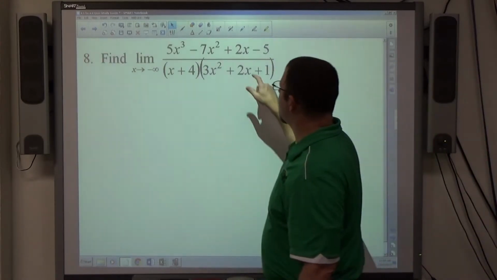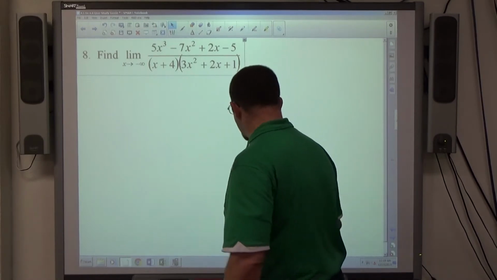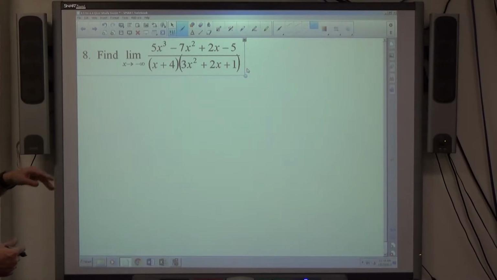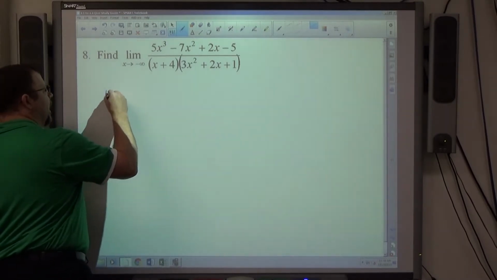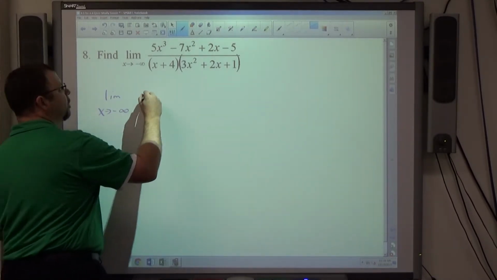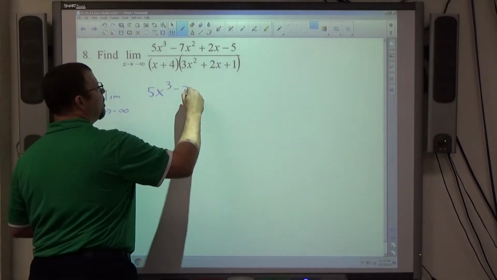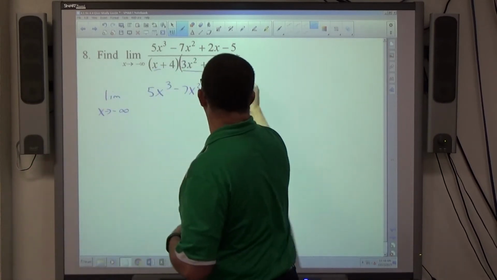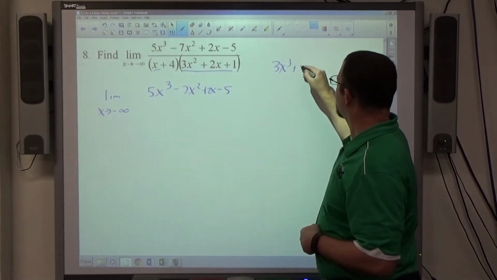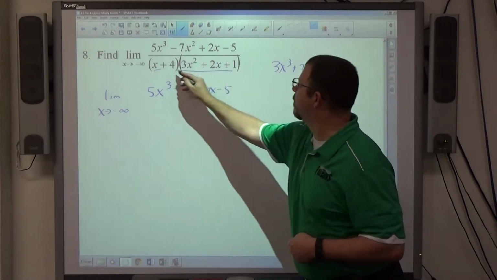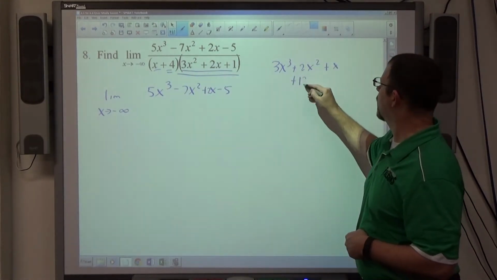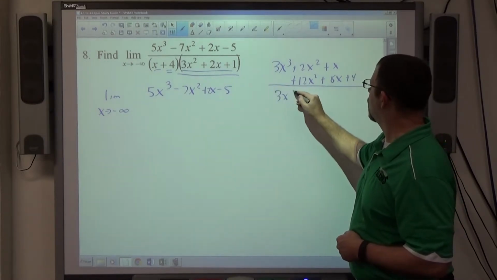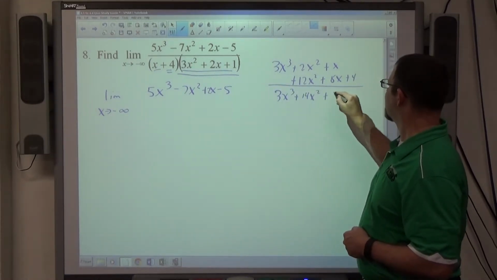Number 8, limit as x approaches negative infinity of all this stuff. First thing, if you're dealing with polynomial stuff, I would get everything simplified as much as possible. So limit as x approaches negative infinity of, the top is perfectly fine, 5x cubed minus 7x squared plus 2x minus 5. The bottom, I multiply x times all this stuff, I get 3x cubed plus 2x squared plus x. Multiply 4 times everything, I'm going to get plus 12x squared plus 8x plus 4. So altogether 3x cubed plus 14x squared plus 9x plus 4.